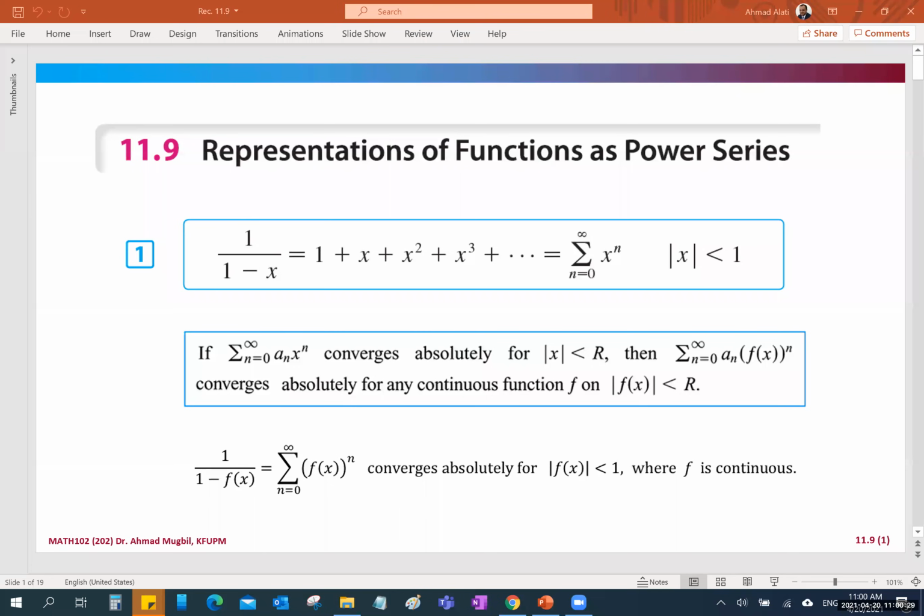Recitation exercises of section 11.9. As you remember, Shabab, this section is about representations of functions as power series.